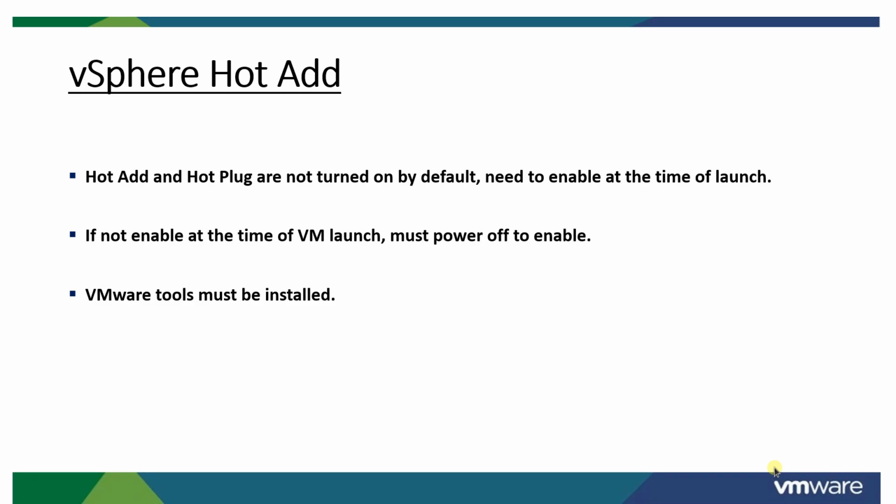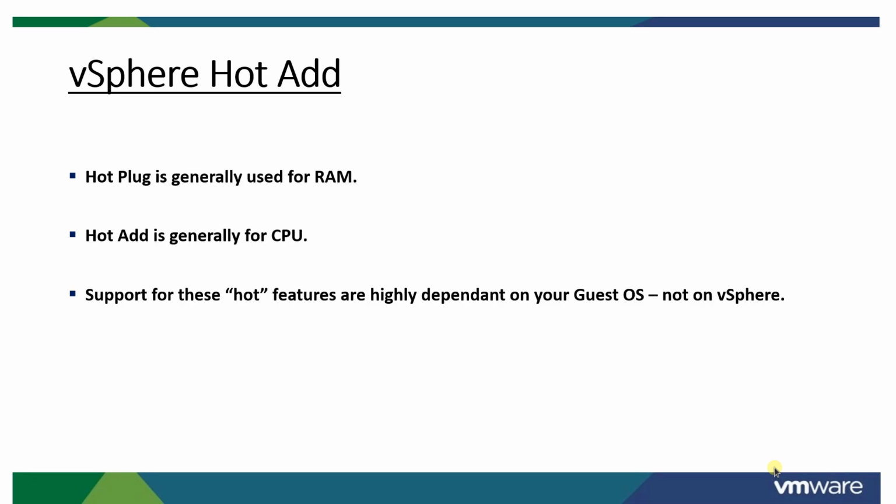But the Windows 10 machine was not created by us, and at the time of launch, VMware had not enabled this feature. This is the reason it was not allowing us to increase the memory and CPU while the machine was powered on. We saw that we have to turn off the machine to enable this feature. We enabled this feature, then powered on the machine, and thereafter we were able to perform the hot add on this machine as well. One of the requirements is that VMware Tools must be installed. Hot plug is generally used for RAM, hot add is generally used for CPU.